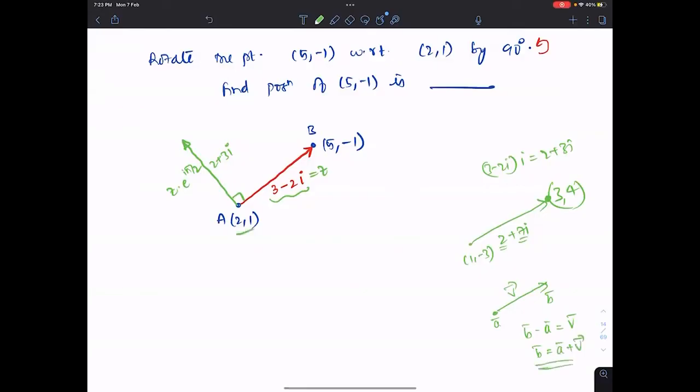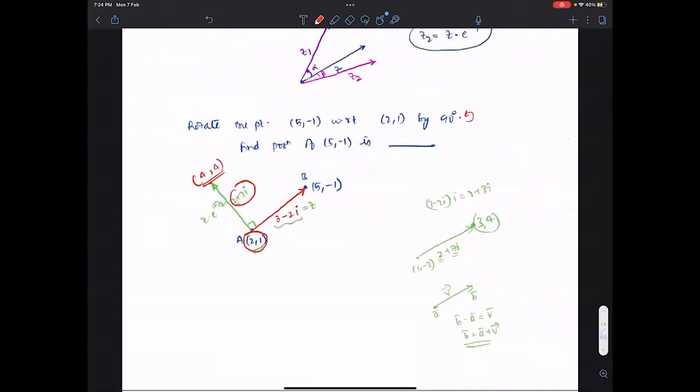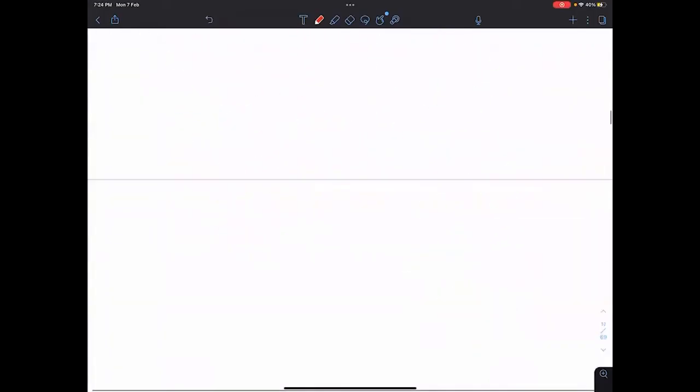So to this initial point, what you need to do? You have to add the vector components. You will get the final point. What is it? 2 plus 2, 4. 3 plus 1, 4. That's it. This is the final point. Okay. I hope you have understood this one.